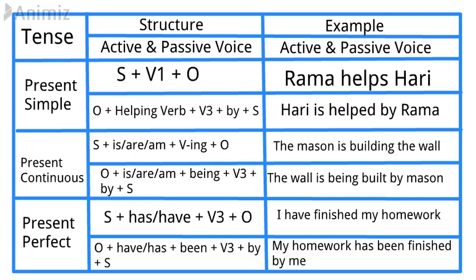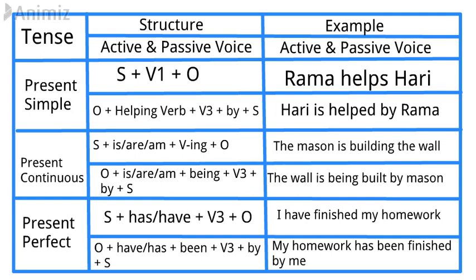Now present continuous: subject plus is, am, are plus the ing form of the verb plus object. The mason is building the wall. When we change into passive voice, we follow this structure: object in the place of subject, is, am, are plus being and third form of the verb by subject. Here the change into passive: the wall is being built by the mason.